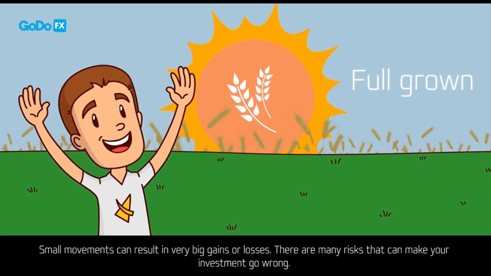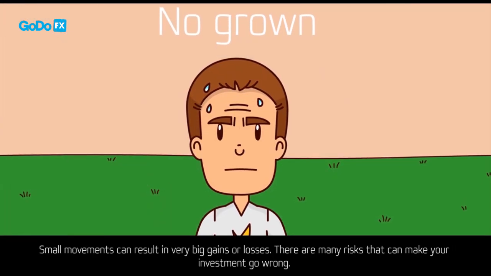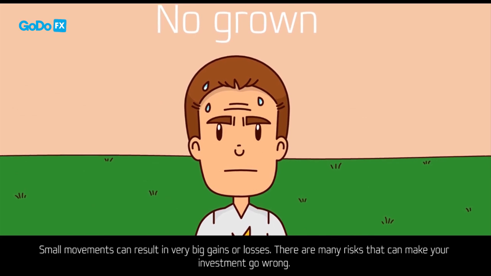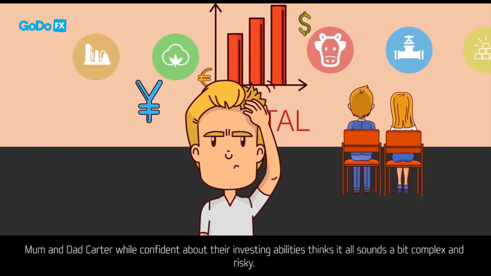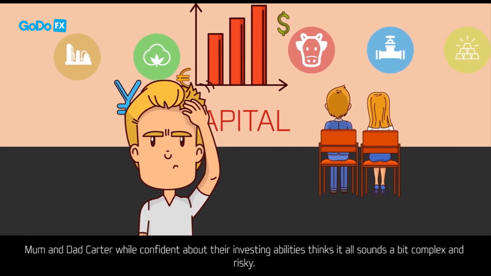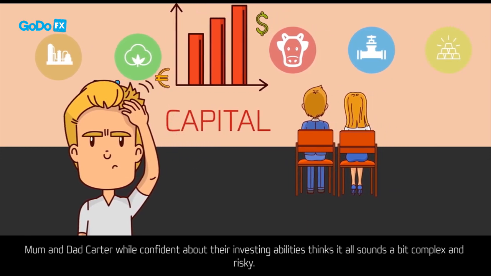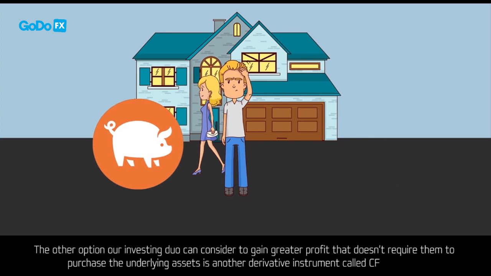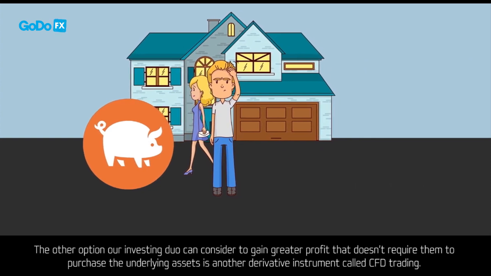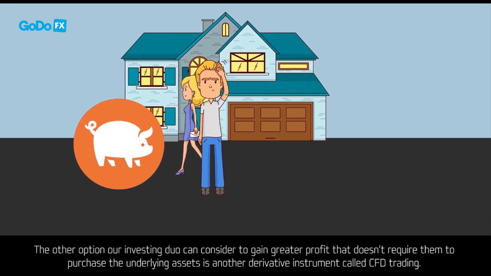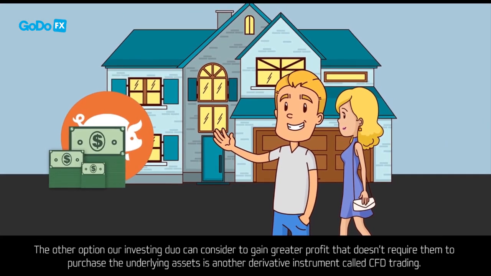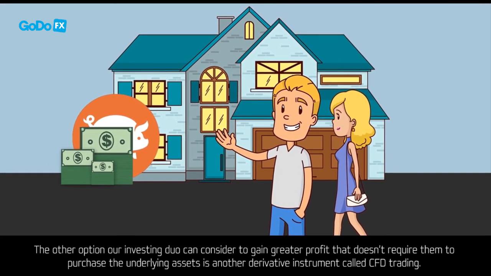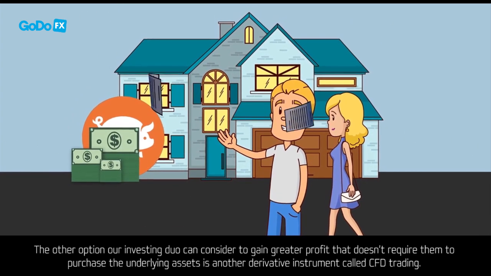Small movements can result in very big gains or losses. There are many risks that can make your investment go wrong. Mum and Dad Carter, while confident in their investing abilities, think it all sounds a bit complex and risky. The other option our investing duo can consider to gain greater profit, that doesn't require them to purchase underlying assets, is another derivative instrument called CFD trading, which means contract for difference.